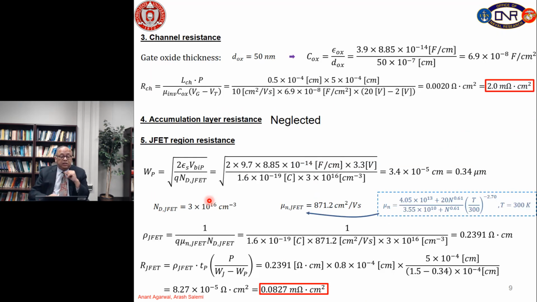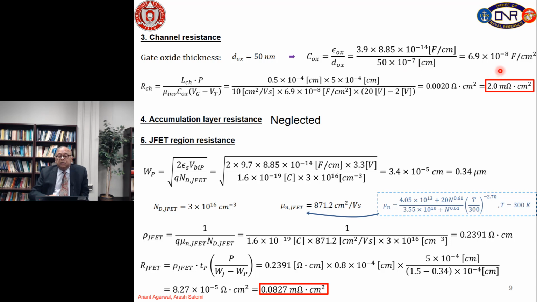Then we can go ahead and calculate the channel resistance for the given oxide thickness of 50 nanometers, which is simply 500 angstroms. We can calculate the oxide capacitance, assuming the dielectric constant of oxide is 3.9 and the permittivity of free space is 8.85 times 10 to the minus 14 farads per centimeter. Oxide thickness is 50 nanometers, which is 500 angstroms, and we have represented that in centimeters.